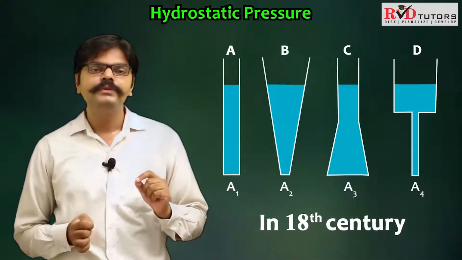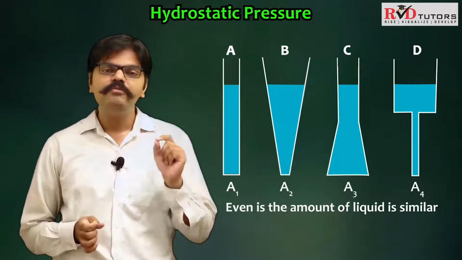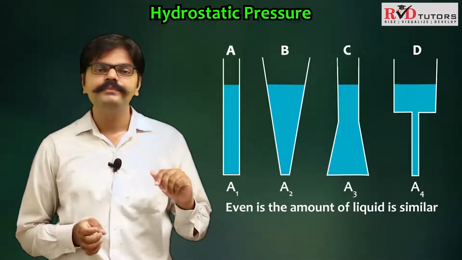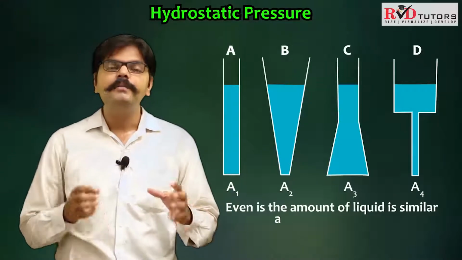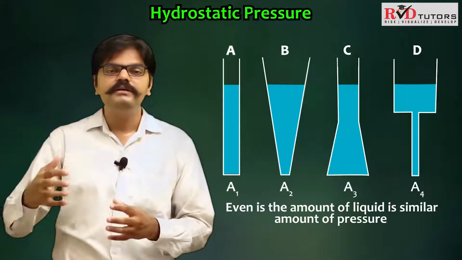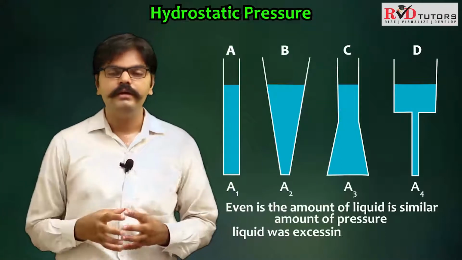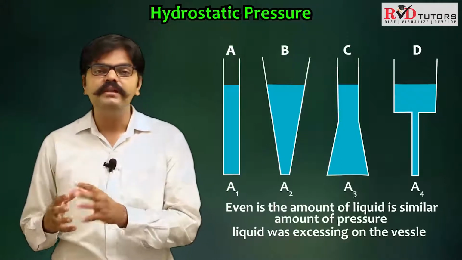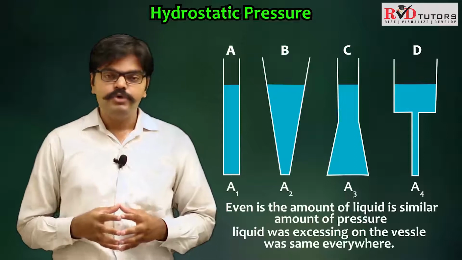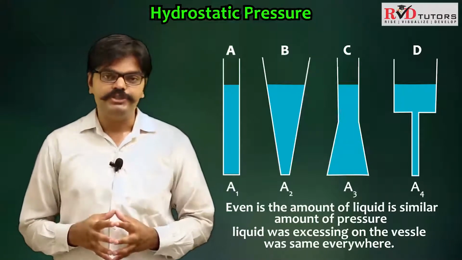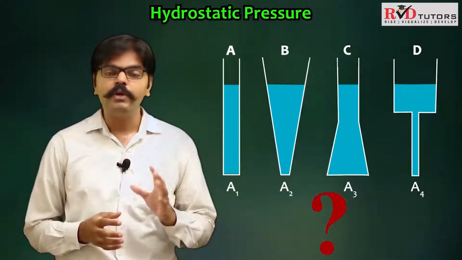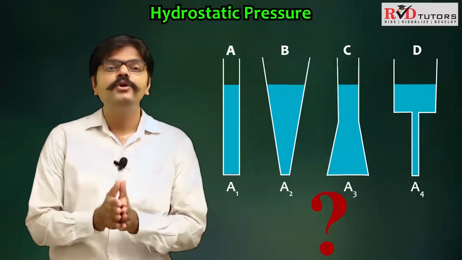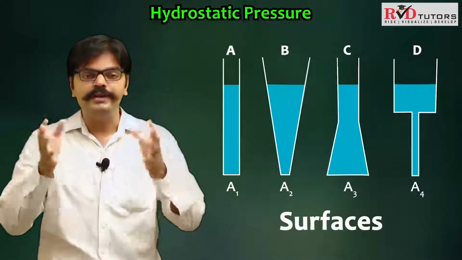The problem was that even if the amount of liquid is almost the same, still for every container, the amount of pressure that the liquid was exerting on the vessel was the same everywhere. So the cause still remains at large. We still need to understand why exactly this is happening. Now let me tell you, this happens because of the surfaces, the boundaries.